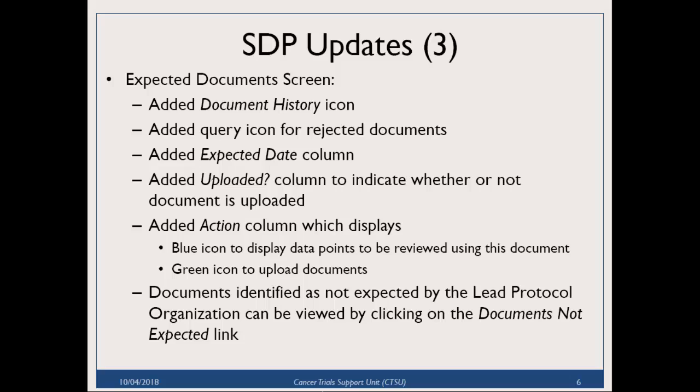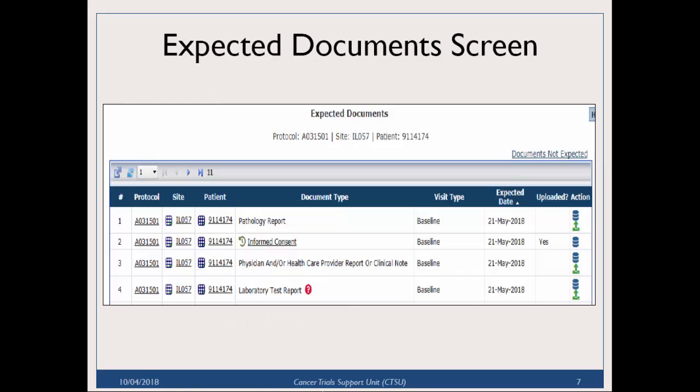A list of documents that have been identified as not expected by the LPO can be viewed by clicking on a Documents Not Expected link. I'll just show you the screenshot of this. There's a Documents Not Expected link up in the corner. If you click on that, it'll pull up the list.